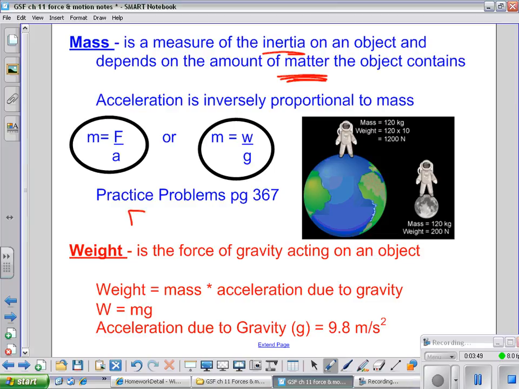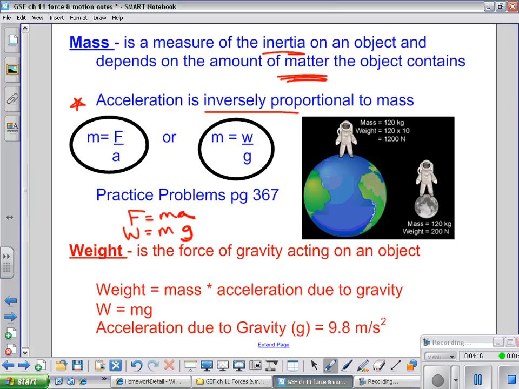So we know force is mass times acceleration. So weight, which is a specific force, is mass times a specific acceleration. It's the acceleration due to gravity. So force is mass times acceleration. Weight is mass times gravity. So they're really the same formula, just weight is more specific. We already talked about the fact that acceleration is inversely proportional to mass if you apply the same force.